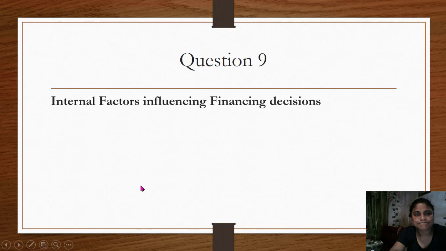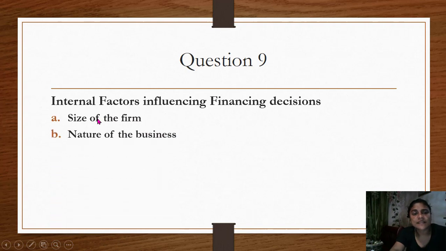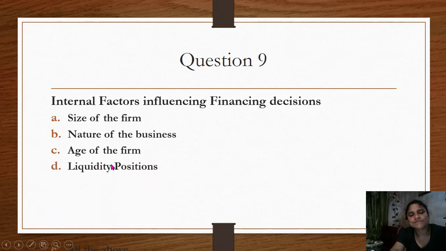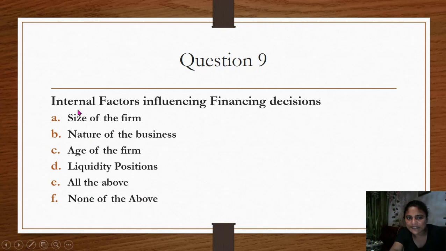Question 9. Internal factors influencing financing decisions: size of the firm, nature of the business, age of the firm, liquidity position, all the above, none of the above. So the answer for this question is again all the above, because all these factors are the internal factors which influence the financing decisions of a firm.